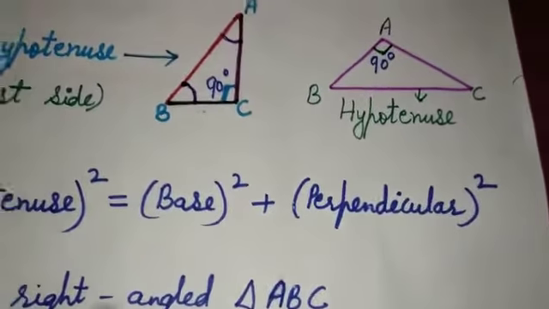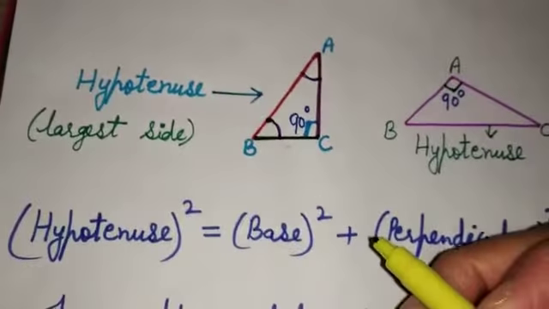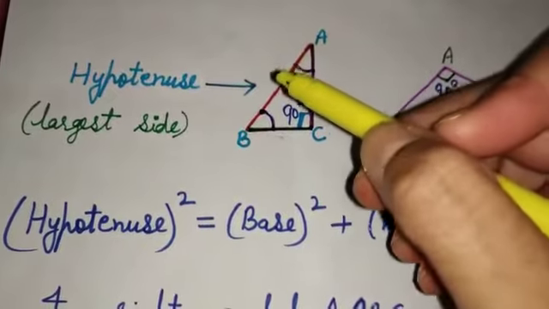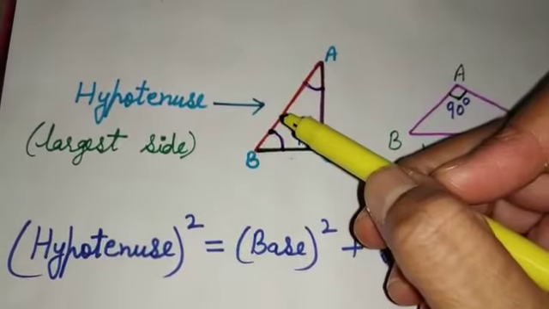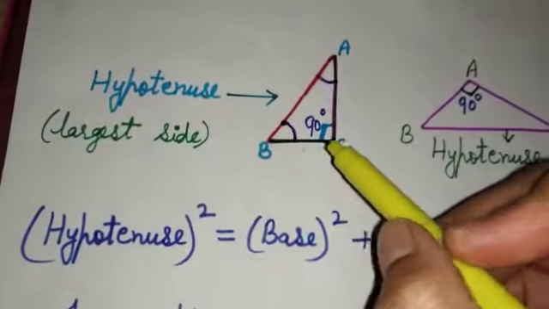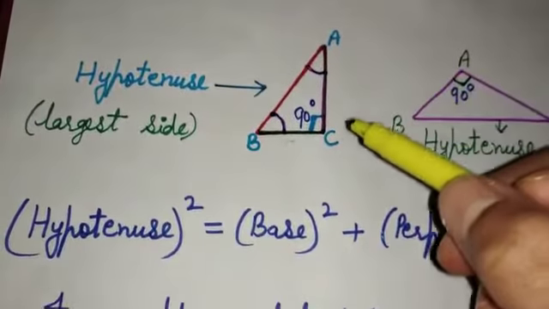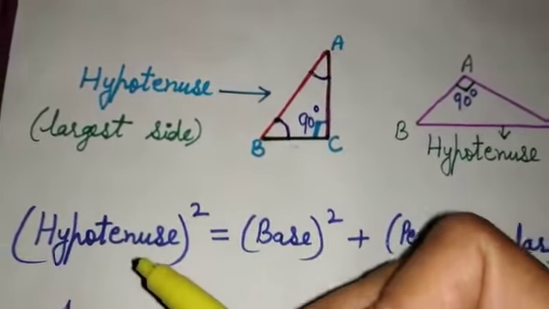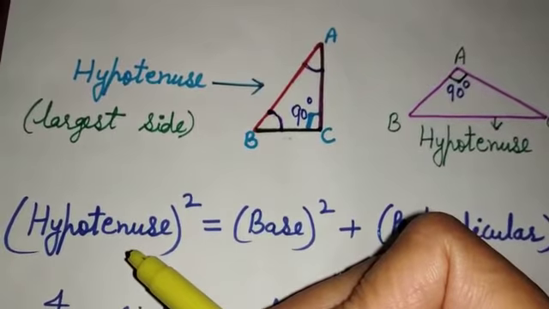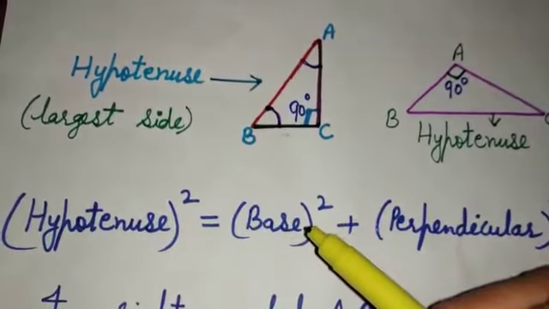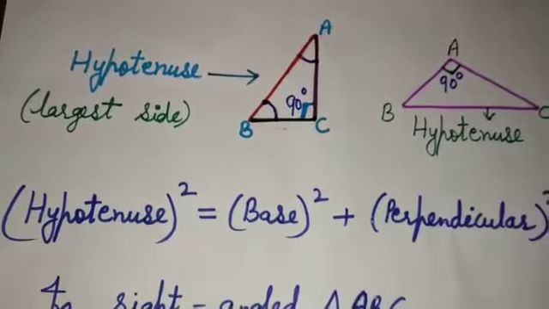So, what is Pythagoras theorem? Pythagoras developed a relationship between the three sides of a right angle triangle: the square of the largest side, the square of the hypotenuse, is equal to the square of its base plus the square of its perpendicular.